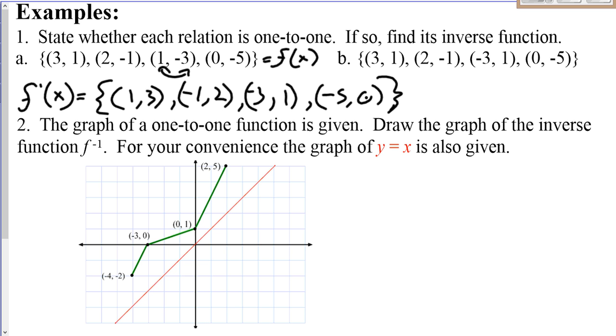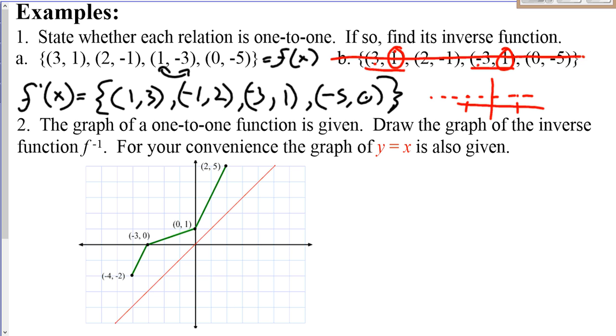So our next one, B, we notice that at 3 it's 1 and at negative 3 it's 1. If you think about graphing that, it's not going to pass our horizontal line test because our inputs don't have unique outputs. These are the same outputs. They're not unique, so this is not a one-to-one function in B. Okay, the graph here is a one-to-one function.